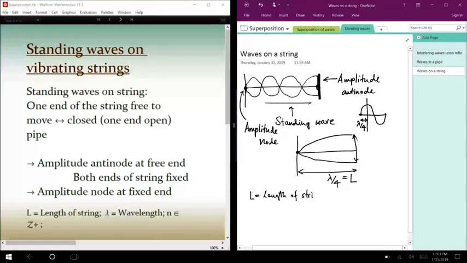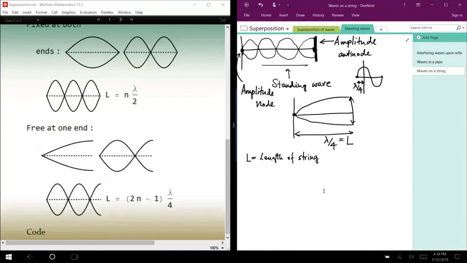Okay, so this is one example. In this example, lambda over 4 is equal to L, which also means that lambda is equal to 4L. And so this is the largest wavelength of a standing wave that can form on this kind of a string, where one end of the string is fixed and the other end of the string is able to oscillate back and forth, right? But there are other situations that can happen.